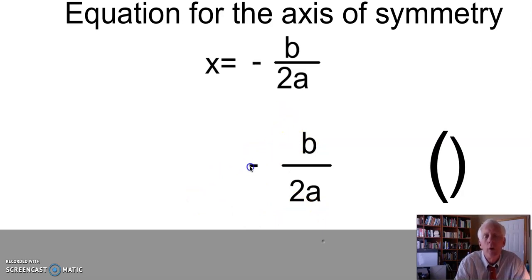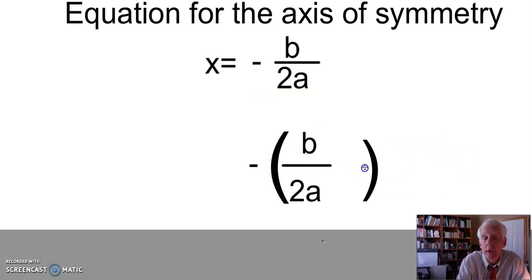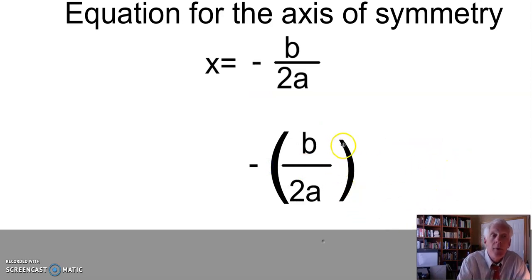I do one of two ways. I pause when I say it. If you say it "negative, pause, b over 2a," that makes it a little bit easier for me. You can do this any way you want. Visually, I put parentheses around the b over 2a. Then I can put my b in here, my a in there, and get the axis of symmetry.